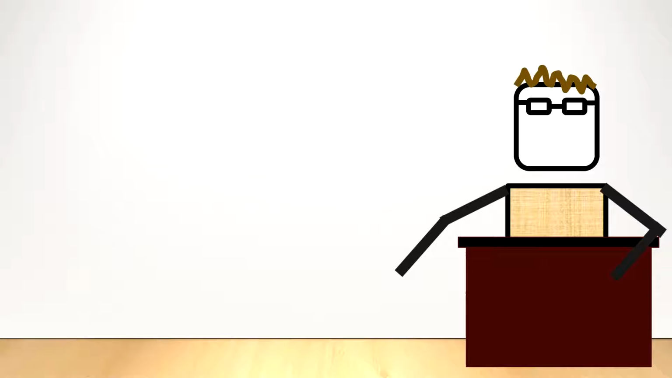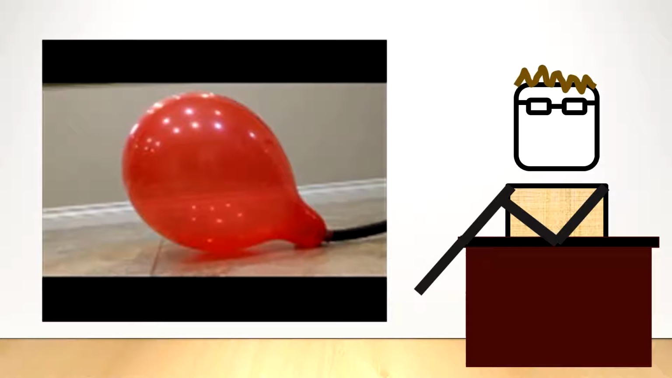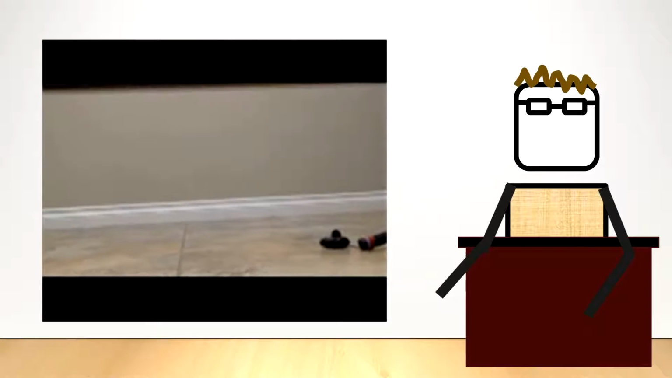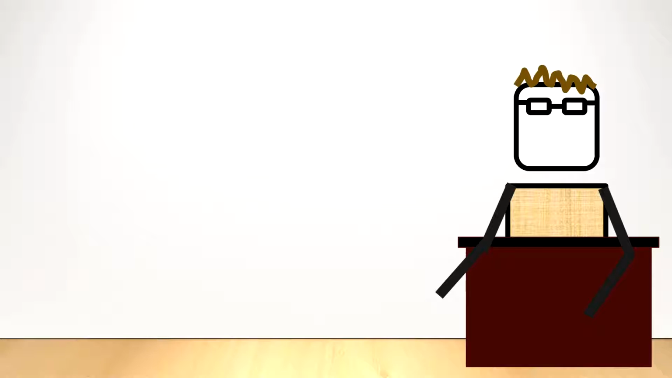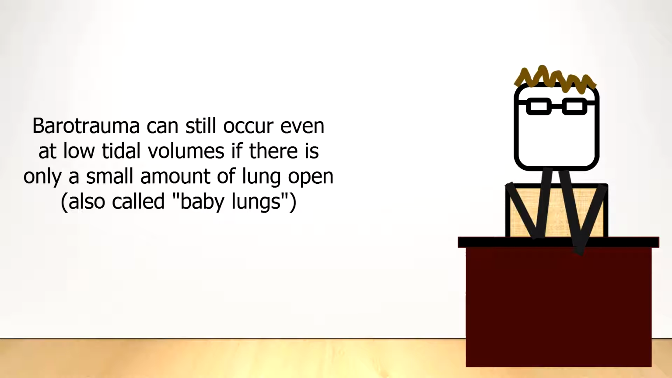Now, the lungs can suffer from too much pressure, and we call that barotrauma. This is essentially like blowing up a balloon until it explodes. In the lungs, barotrauma can occur even if the volume delivered is low, because if the air is shuttled to one area of the lung as opposed to other areas because it's collapsed, then the area that is open can be overstretched beyond what it would normally tolerate.